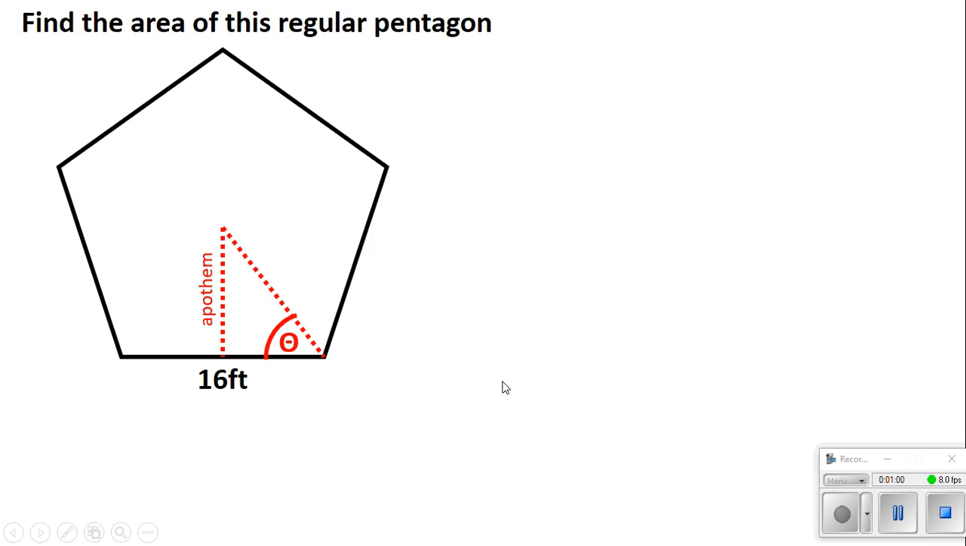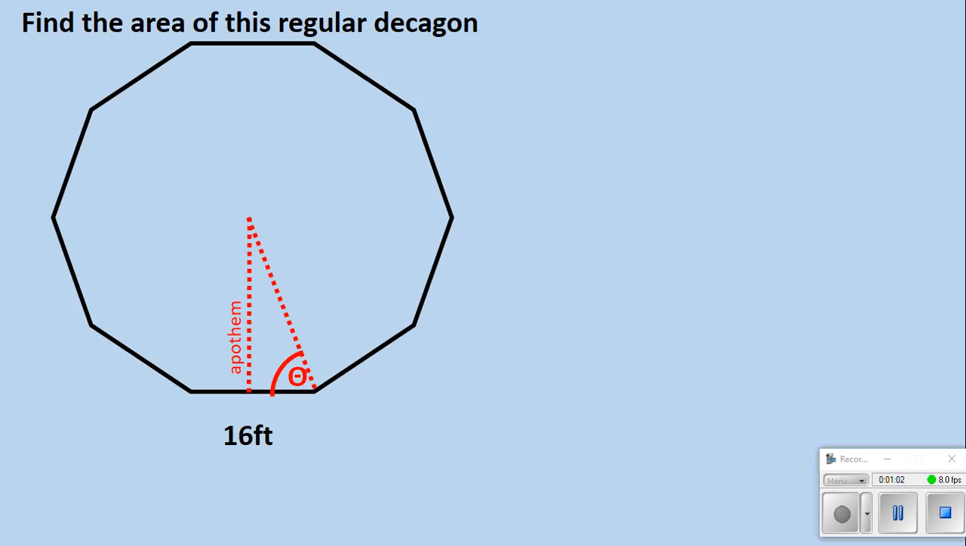Now, I'm not going to do this for you. What I'm going to do is I'm going to do this for a decagon. Remember, you are doing a pentagon. You're going to follow the same steps, but you'll have different numbers the whole way. So you're going to find the area of the pentagon. I'm going to do a decagon. Notice I'm using the same side length, but my angle is going to be different. My apothem is going to be different. My area is going to be different from yours.